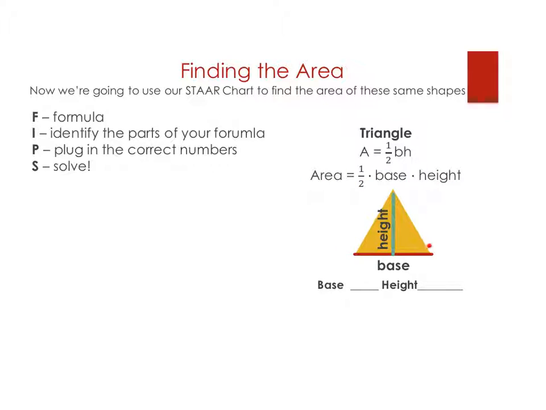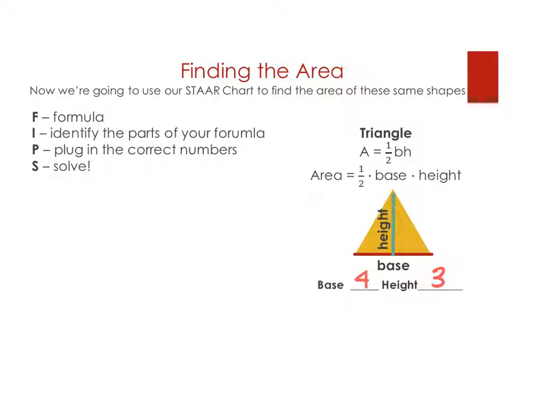Here's my base on the bottom. Here's my height going perpendicular to it, straight up and down. My height is not the 2 diagonals. My height goes straight up and down, okay? So go ahead and identify the parts of your formula. What's your base and what's your height on the triangle that you got from your geoboard? We all understand? All right, I'm going to put my numbers in. Pause the video if you need to.